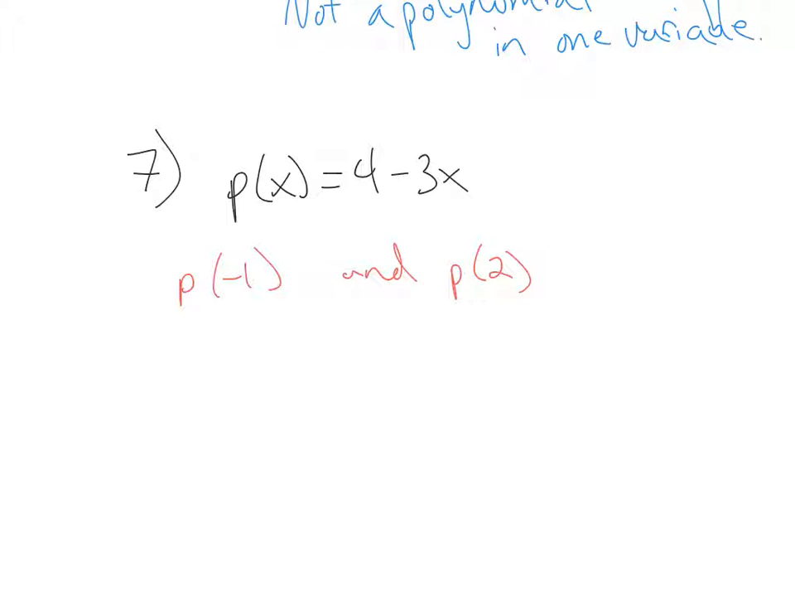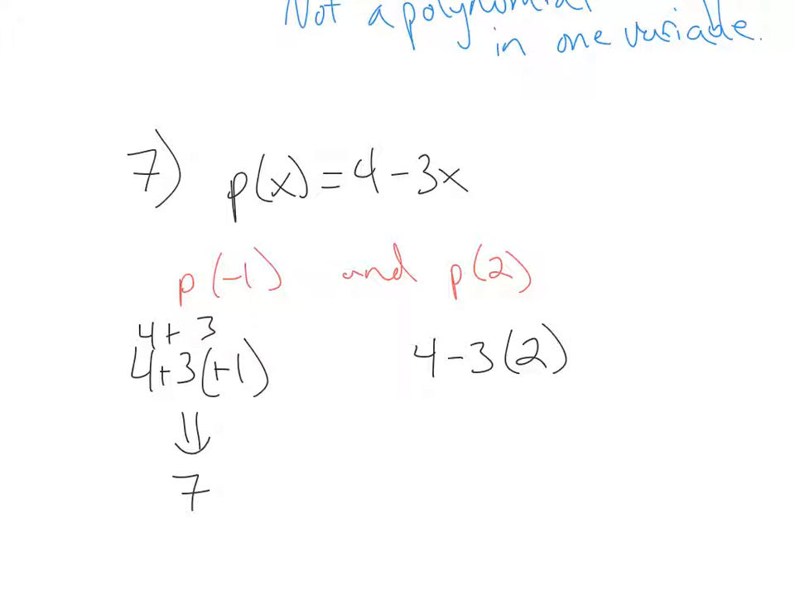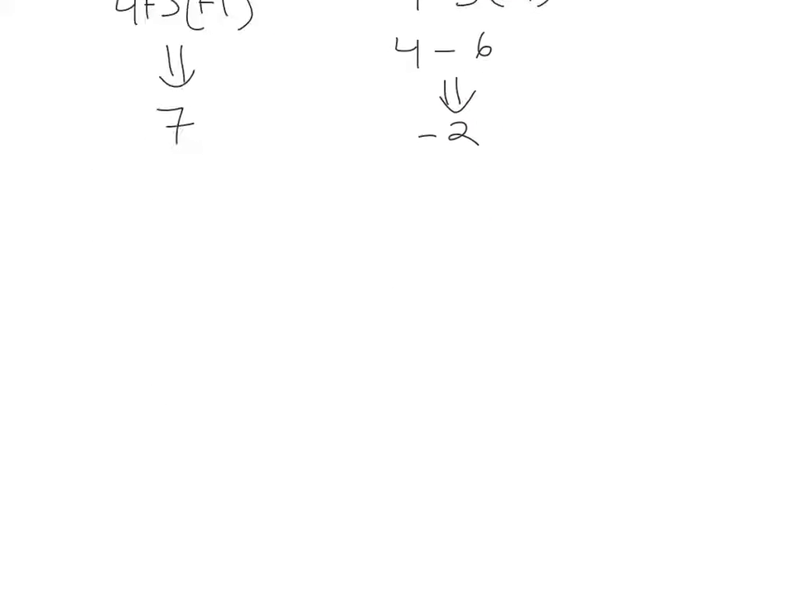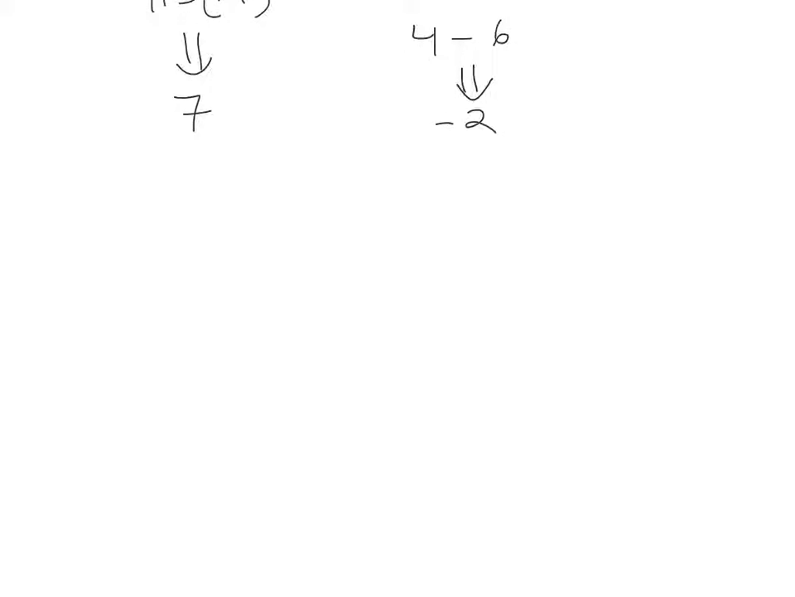So this would look like 4 minus 3 times negative 1, and that becomes 7. A negative times a negative makes a positive, so basically you have 4 plus 3, and that's where I got 7 from. Then when I plug in 2, it's 4 minus 3 times 2, which is 4 minus 6, leading to negative 2. Those ones are pretty straightforward. You might be a little stuck on problem number 12, so let's check out that one.